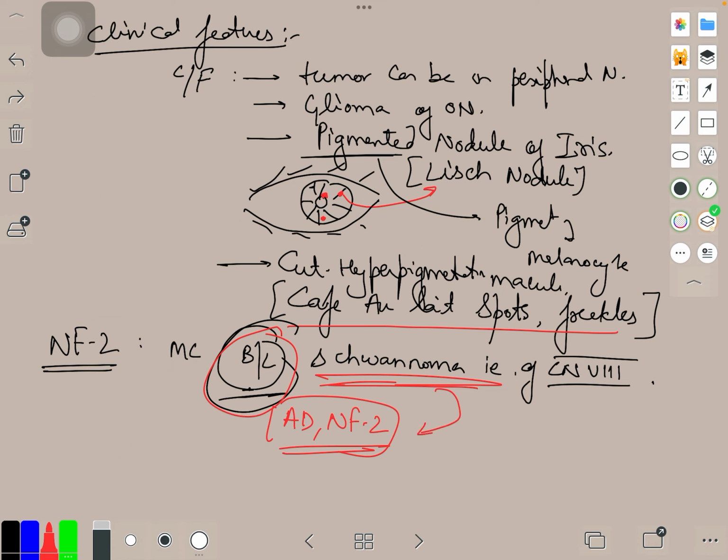Now, they can also be multiple meningiomas. Don't worry, I'll talk about all the different types of CNS tumors in some other lectures. Okay, for now just remember the names. Okay, meningioma is a tumor of meninges.